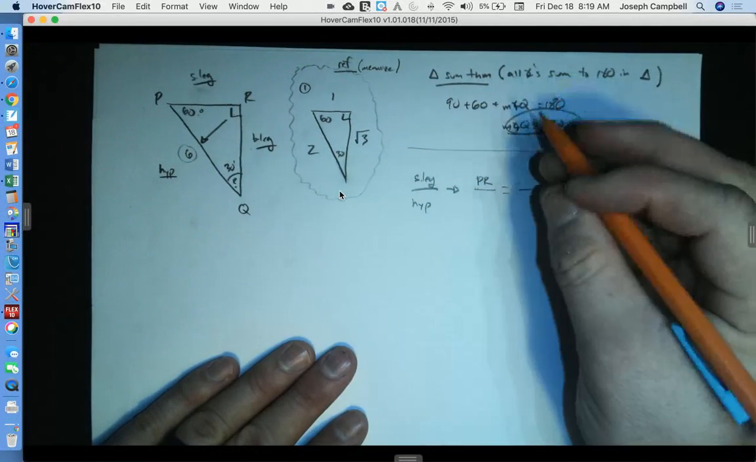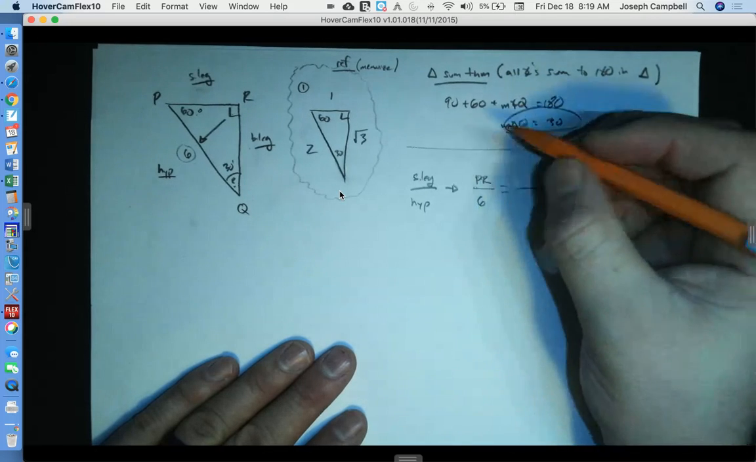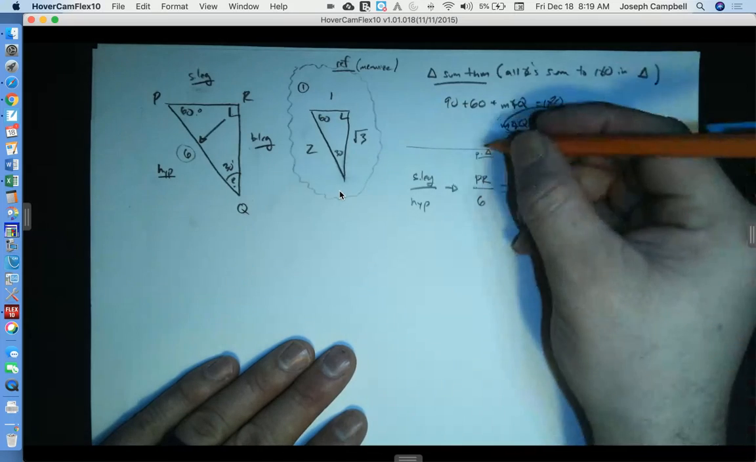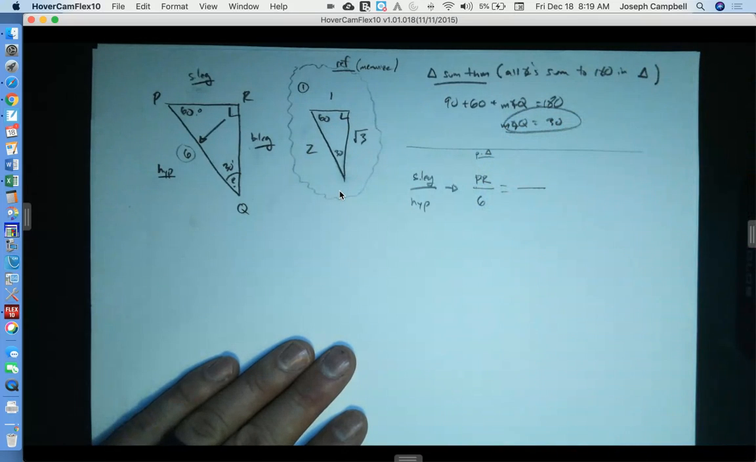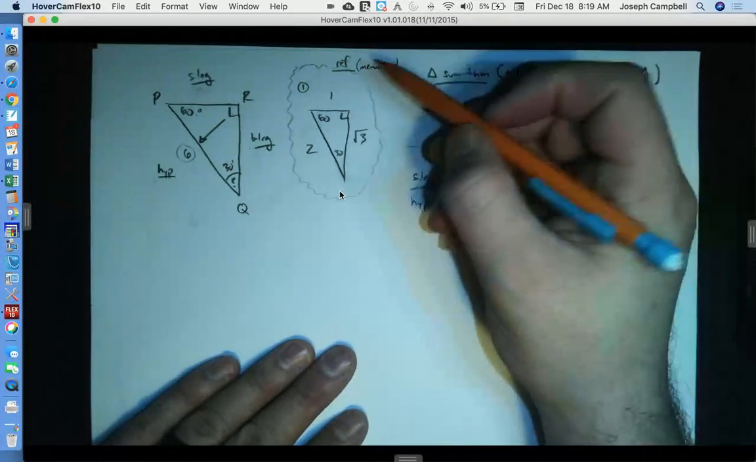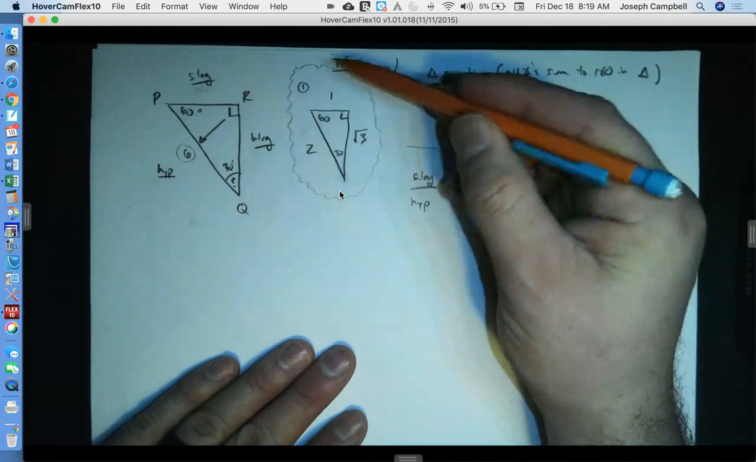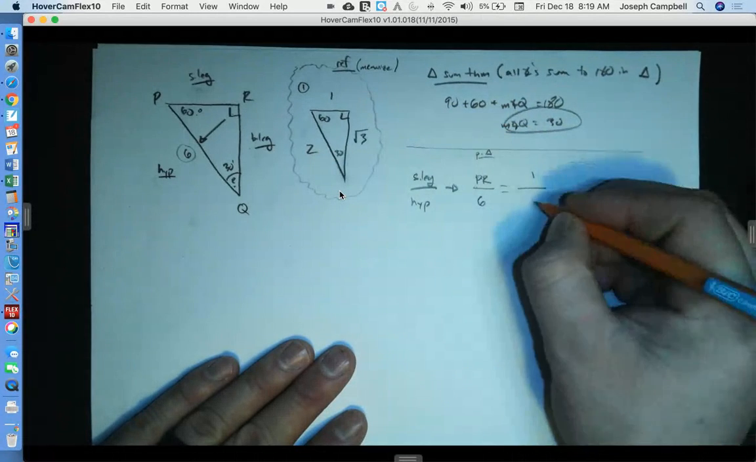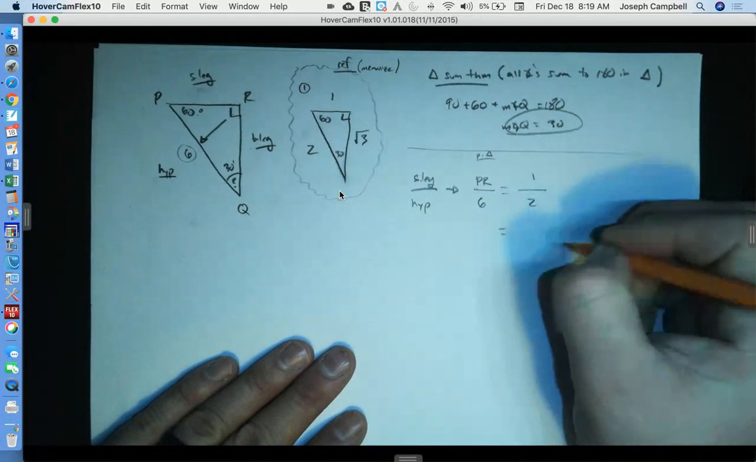The hypotenuse here is 6. You don't have to, but I usually put my problem triangle in the first one. And then in my reference triangle, the small leg is the 1, and the hypotenuse is 2. So now we just cross multiply.